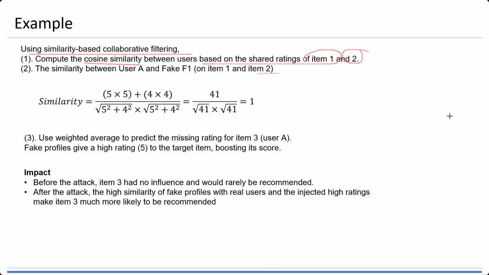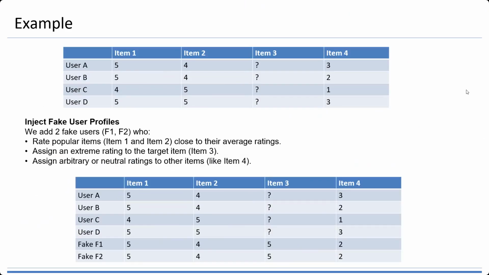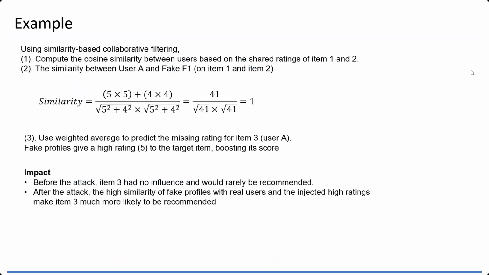So what are they? This one. User fake F1, item 1 is 5. And the user A, item 1 is 5. For user fake F1, the item 2 is 4. And the item 2 for user A is 4. So I do not want to use the item 4 because the item 4 is not that popular. So I select only the top popular products. And if you measure the similarity value with the cosine similarity with this formula, then we can get the similarity is 1.